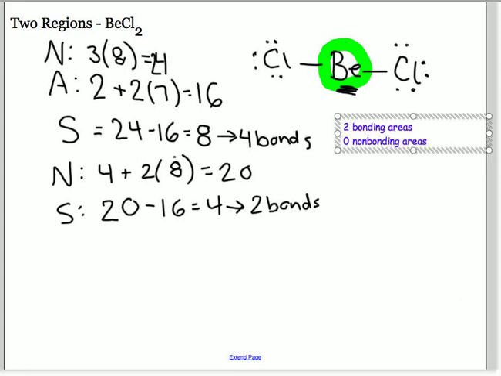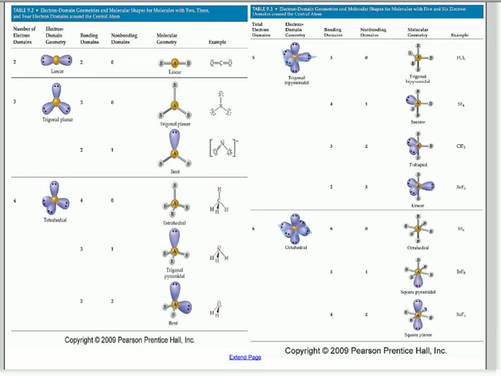And that's going to help us figure out what the shape is. So you have this lovely little chart at the end of your notes. What you do is you find bonding domains and non-bonding domains. So you find what you've just figured out.